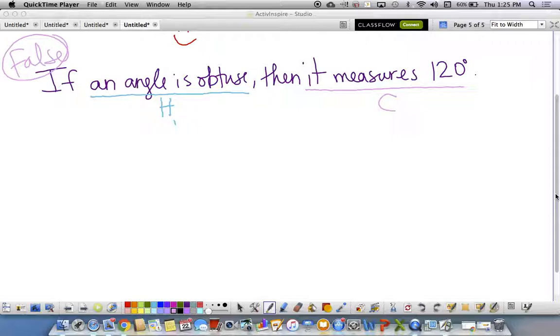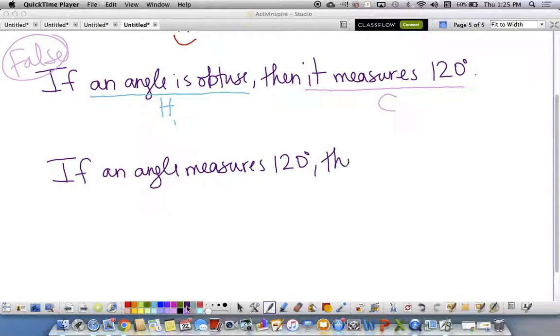I'm going to write one more. I probably will write more. If an angle measures 120 degrees, then it is obtuse. All right, Jackson and Lucas, go underline your hypothesis.